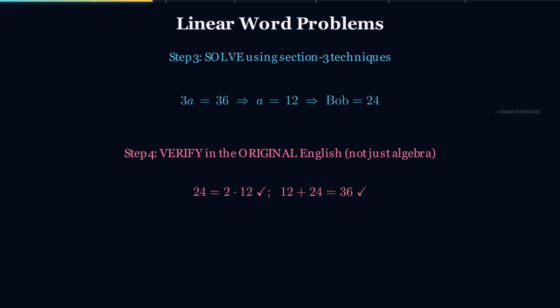Step 4 is verify the solution in the original English context. Substitute the numerical answer back into the variable definitions and check that the described situation is internally consistent and matches the original problem. The verification catches translation errors that the algebra checks would miss and is much faster than re-deriving the entire solve. Always include the verification step as a non-negotiable final move on every word problem.